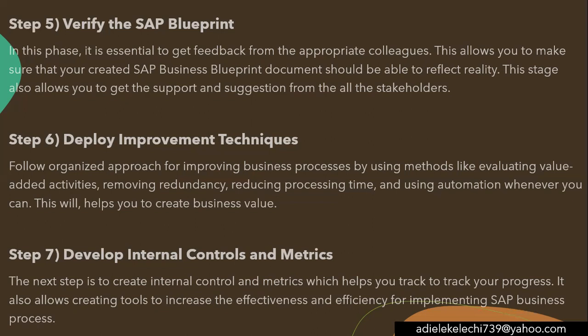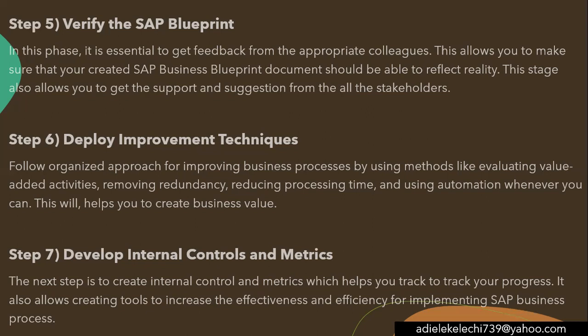So, this has to do with discussions between the project team and, of course, the business leaders. Once the blueprint is verified by both parties, the next stage is to deploy improvement techniques. Follow an organized approach in improving business process by using methods like evaluating value-added activities, removing redundancy, reducing process timing, using automation whenever you can. This will help you create business value. So basically, value for time and resources would be key.